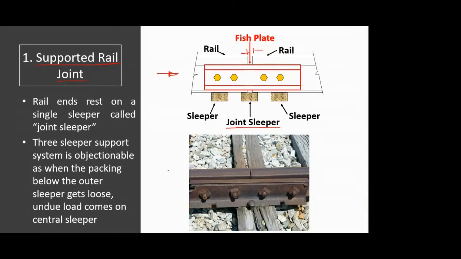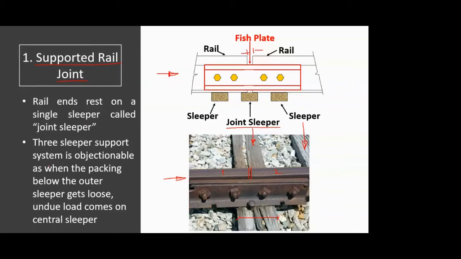In a typical actual picture you can see here, these two are the rails. This is rail number one, this is rail number two, and this is the gap in between that I'm talking about. That gap is joined by this fish plate, and this joint is supported by this sleeper. This sleeper is the joint sleeper in this case, and whatever sleeper you see on this side is the normal sleeper. So this is your supported rail joint.